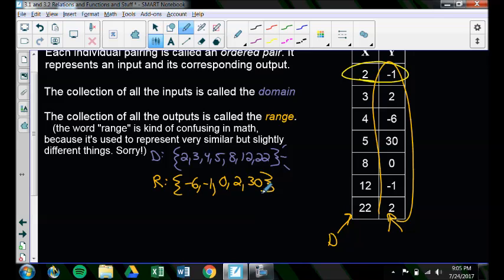Now, -1 appeared twice and 2 appeared twice. I don't list it twice, just once. And it's not like these are matching up. 2 is not going to 6 and 3 is not going to -1. So I can't try to pair these up. I'm just listing out the domain and the range. Domain is the x values, range is the y values. As I said here, the word range means a few different things in math depending on what you're doing. Sorry about that, but for this class it means all the y values, all the outputs.